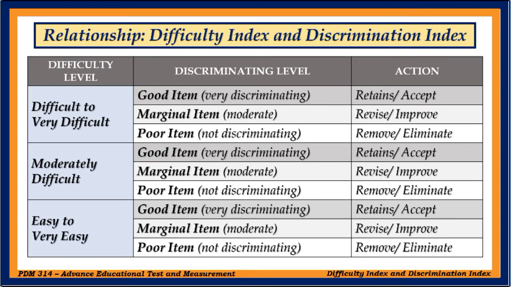These two indices can also be related using the table showing different scenarios of difficulty level and discriminating level with corresponding actions that will be taken. This summarizes that if the item is very discriminating, it will be retained or accepted. If the item is moderately discriminating, it will be revised or improved. And if the item is not discriminating, it will be removed or eliminated from the test.